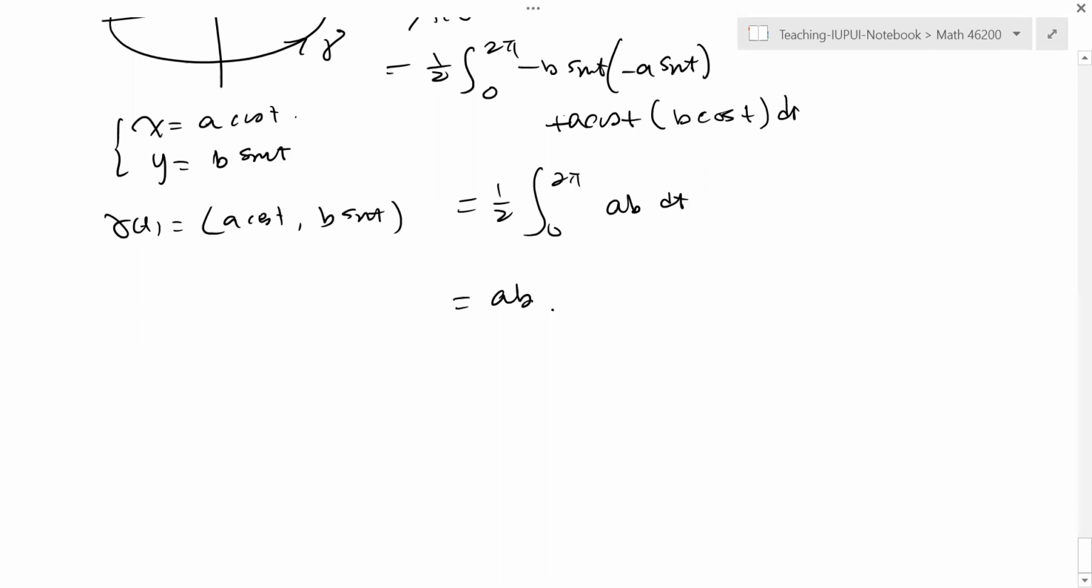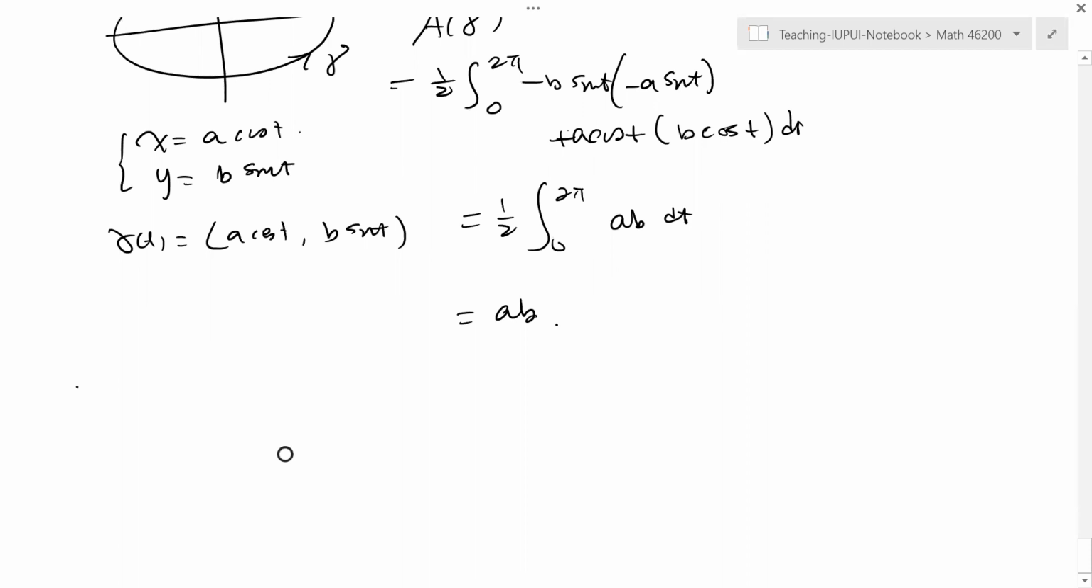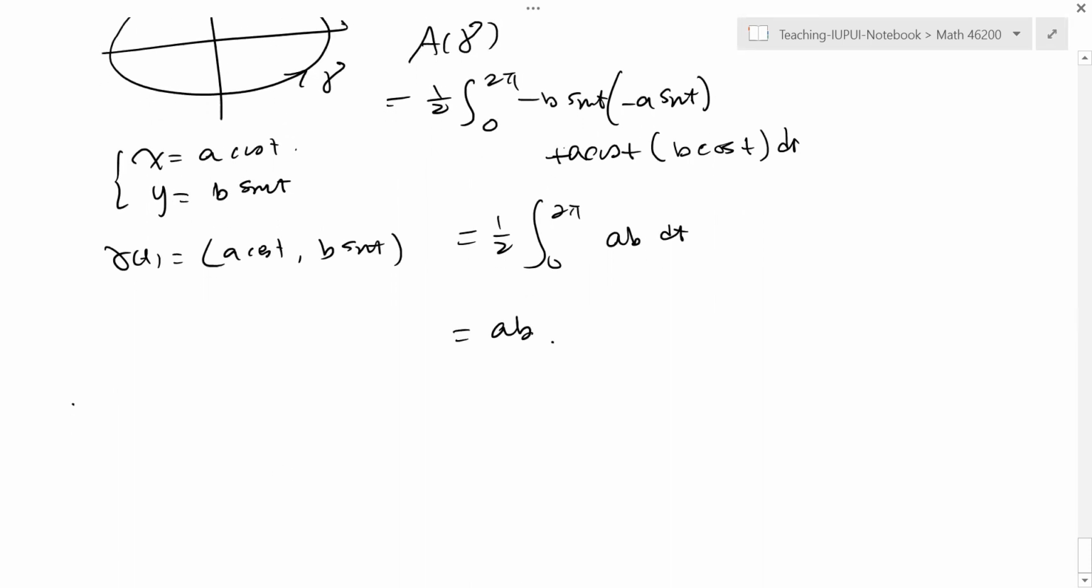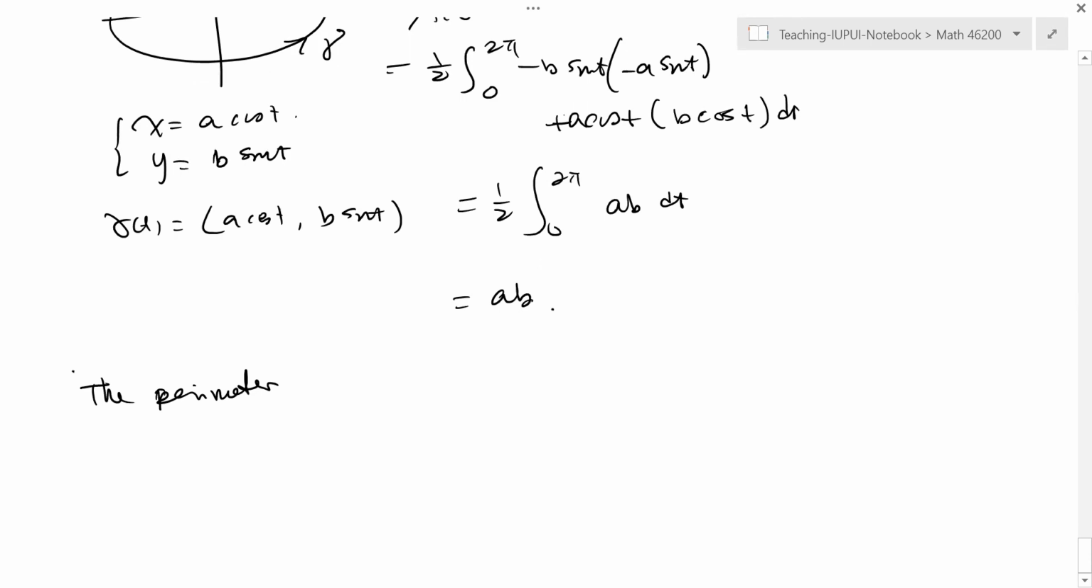Okay. So this is about the area formula, the area of the ellipse. Well, let's take a look at it. Can we figure out the arc length? We don't call it circumference, right? The perimeter of this ellipse is going to be called L of gamma.